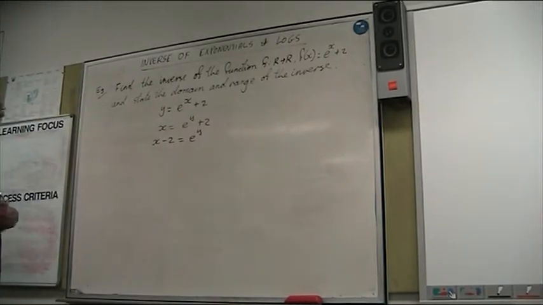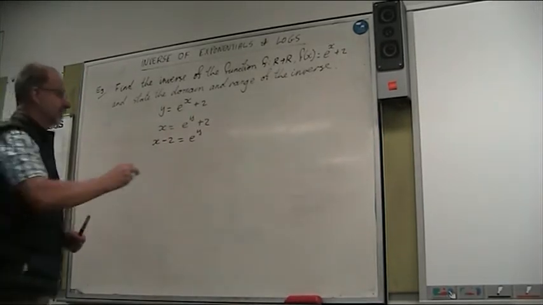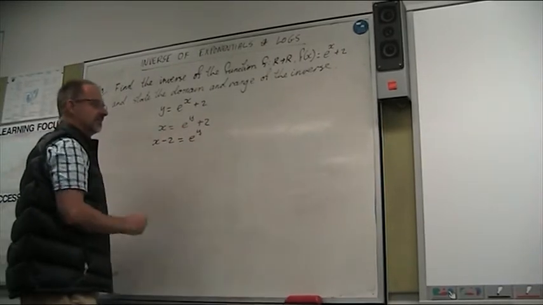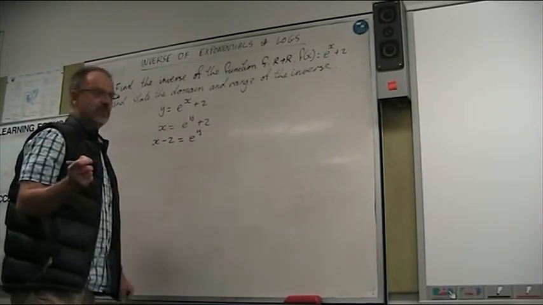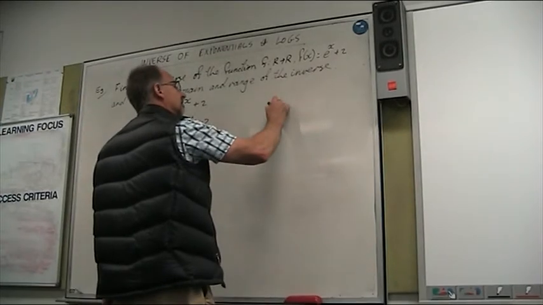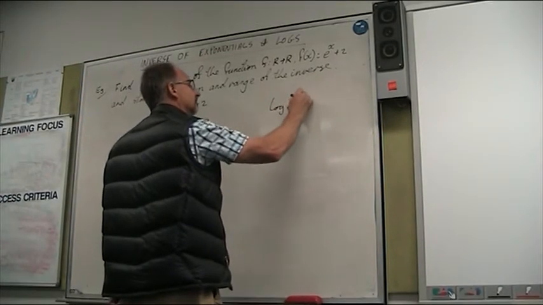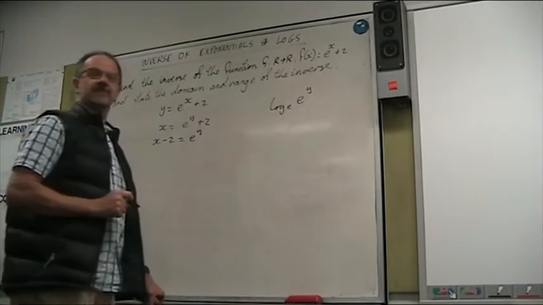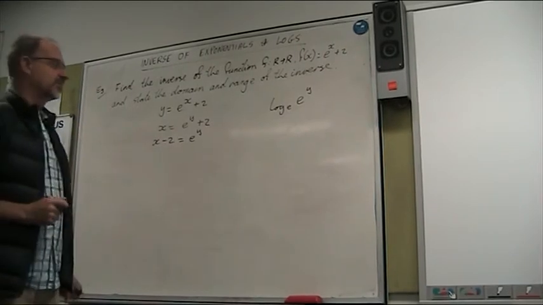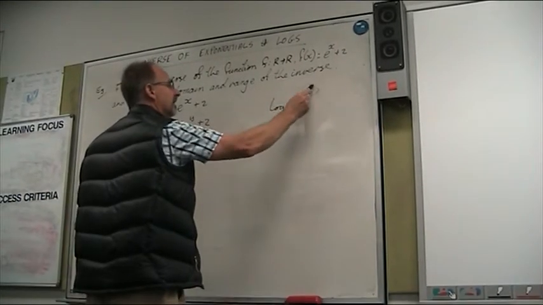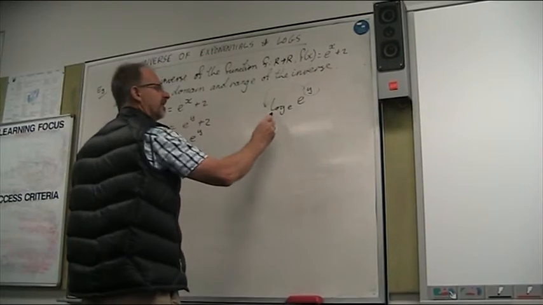Now we've got e to the y over here, and we need to get rid of that e and get rid of this power, get the y down. How would we do that? If we take log base e, then what can we do with that? Stick the power down the front. Log base e of e is 1.